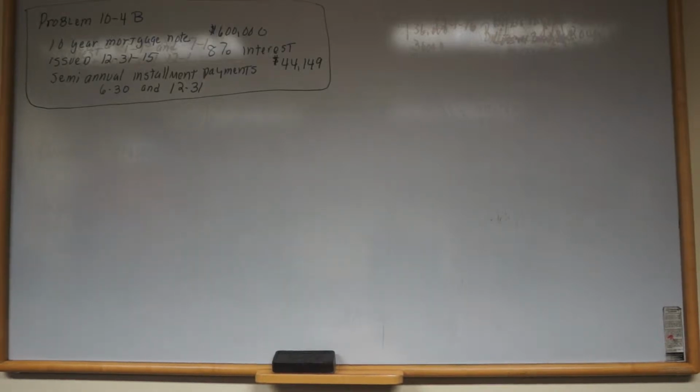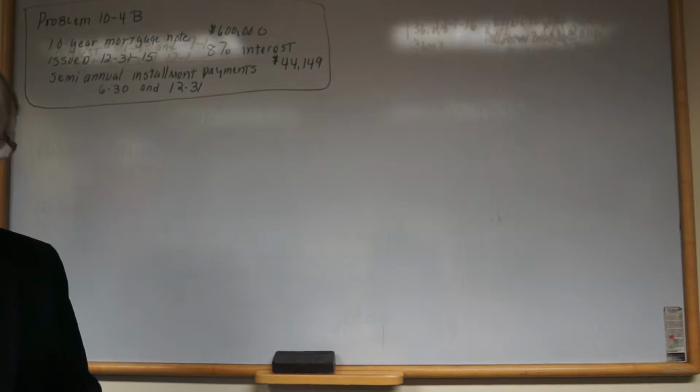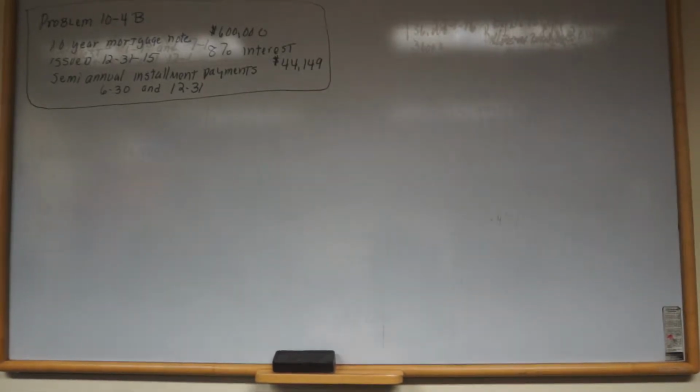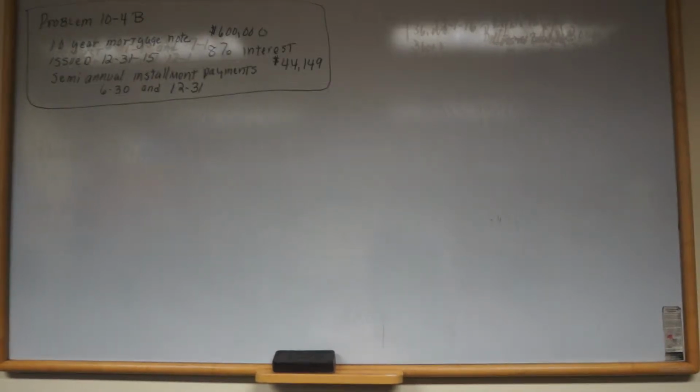So this is problem 10.4b, and now we've moved on to our notes payable from bonds payable. Notes payable are usually due to one creditor, a bank, or another lender, rather than bonds, which are due to a whole bunch of different creditors. Okay, so this one, we've got a 10-year mortgage, gives us all the information on it, and we're supposed to prepare an installment payment schedule for the first 2 years and record the journal entries and all that good stuff.